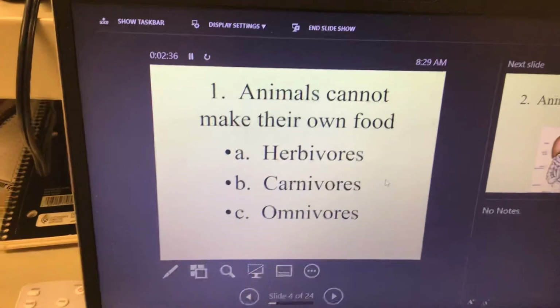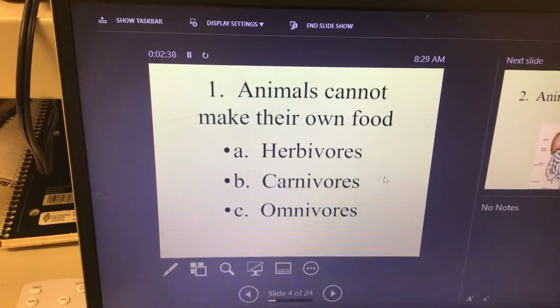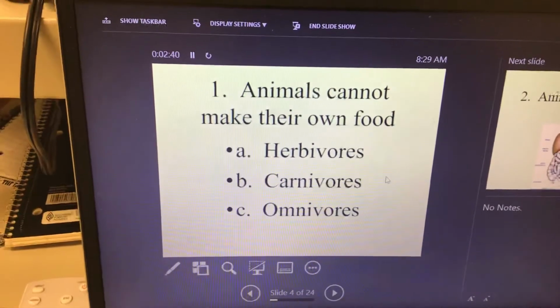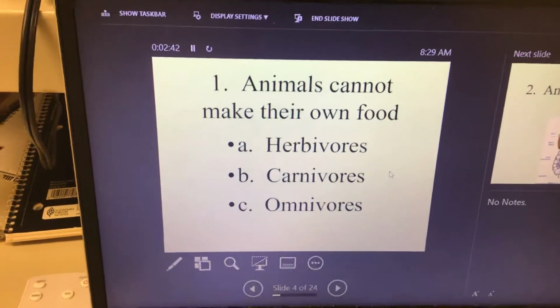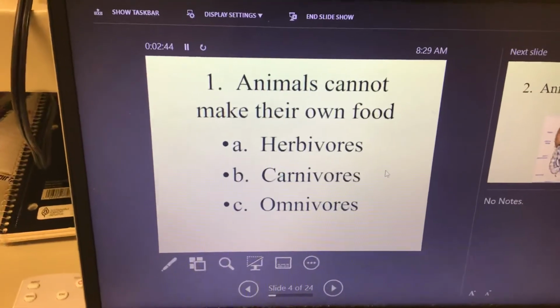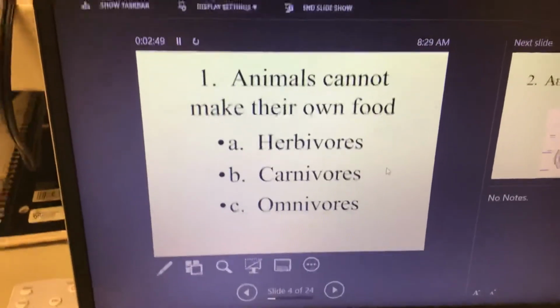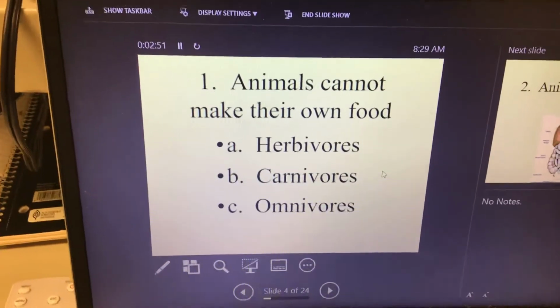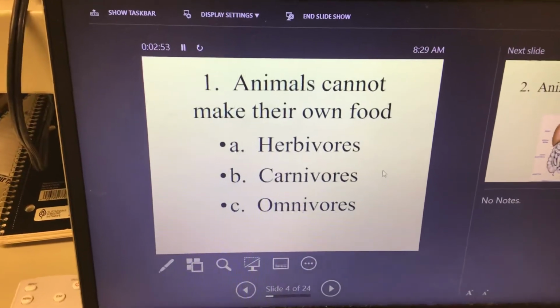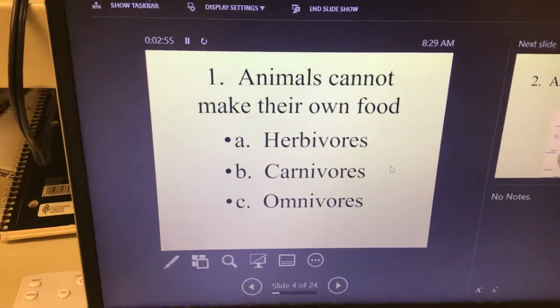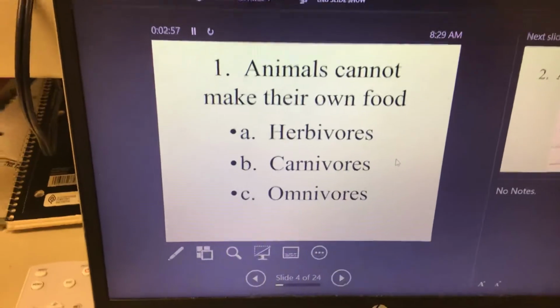Animals have to get their food from somewhere, and it usually comes back to plants. It always comes back to plants. You either eat plant material or you eat an animal that eats plant material. So we cannot make our own food. It'd be kind of cool if we could. Lunch at school would be interesting. We just turn the lights on in our classrooms and do photosynthesis while we're learning. That'd be kind of cool.